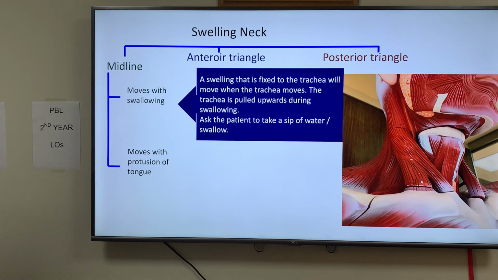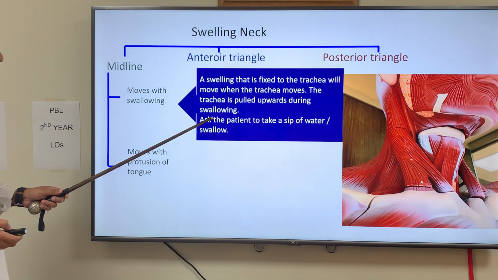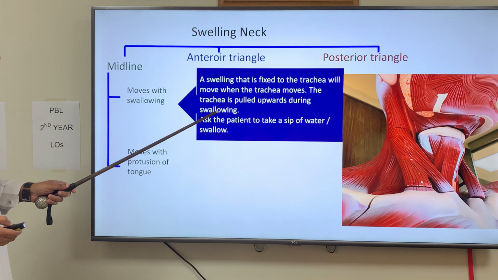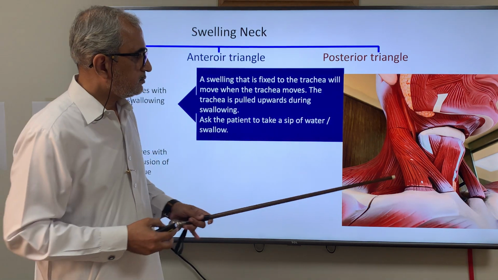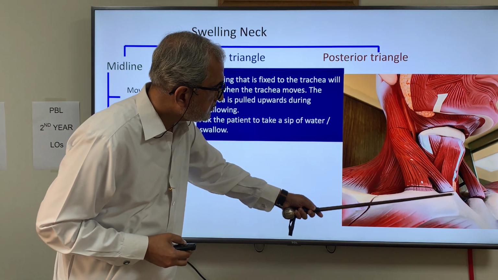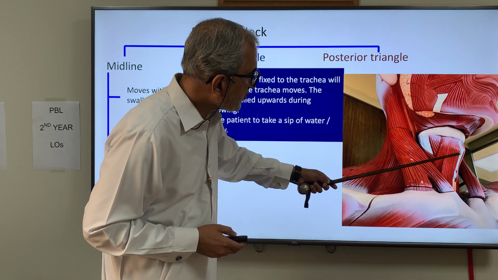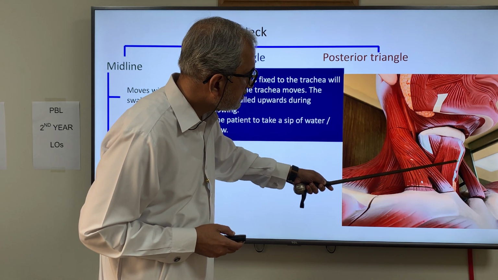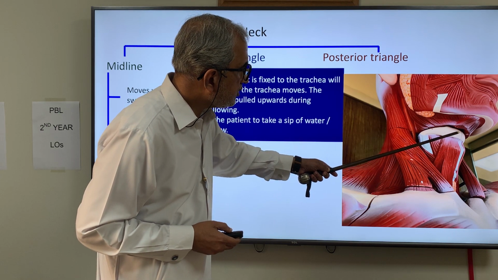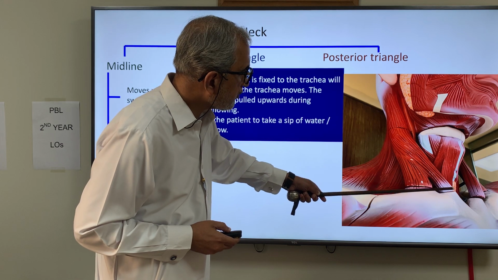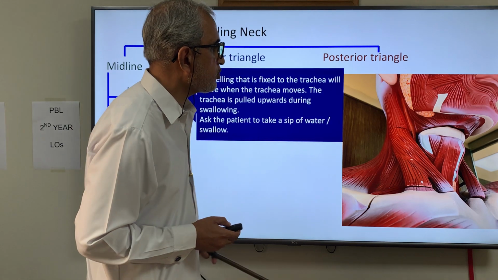a swelling that is fixed to the trachea will move when the trachea moves. The trachea is pulled upward during swallowing, so we have to ask the patient to swallow. This is the midline. This is the trachea. This is the thyroid cartilage. This is the hyoid bone. So a swelling which is present over here, like a goiter, is going to move when the patient swallows.